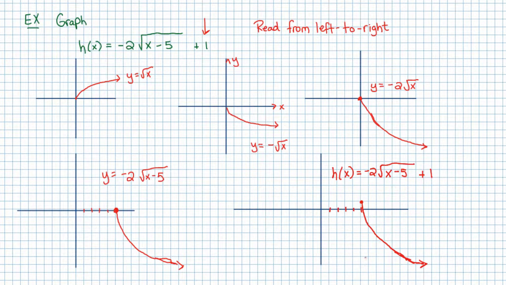If I read it out loud, this is how I would say it, how I would tell somebody what I've done. I've flipped it vertically, stretched it by a factor of 2 vertically, shifted it to the right 5 units, and then shifted it up 1 unit. That's exactly what you see when you read through those graphs.